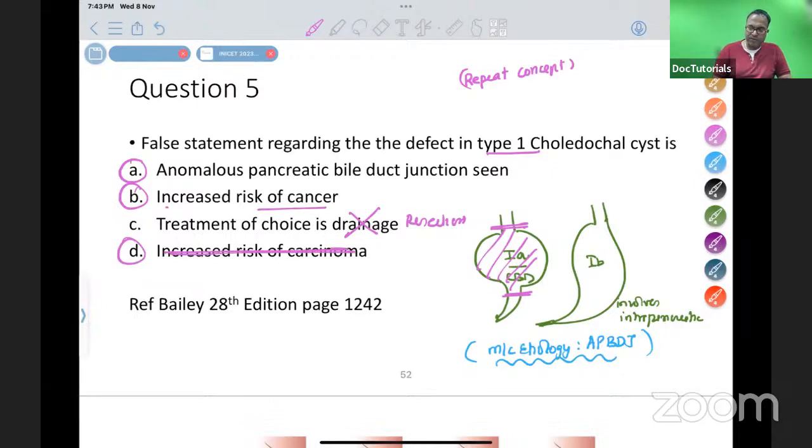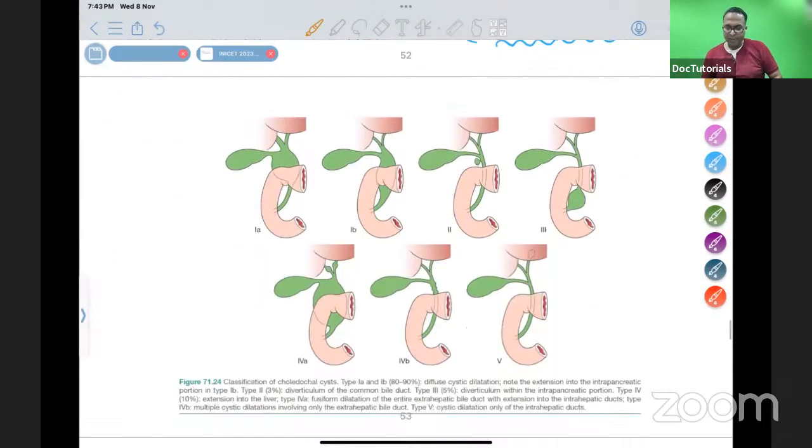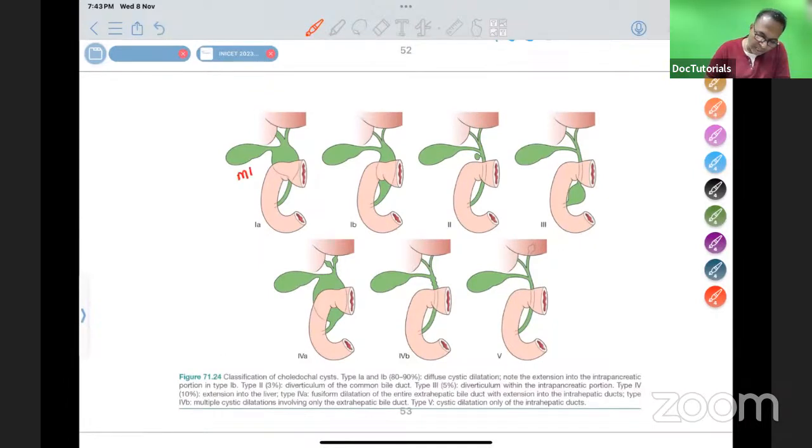I don't know the fourth choice which is being asked in the question. But please remember, drainage is not the correct answer. We should not do drainage. We should only resect. So choledochal cyst, most common type is type 1, which is fusiform dilatation. 1A, 1B, both are fusiform dilated cyst.